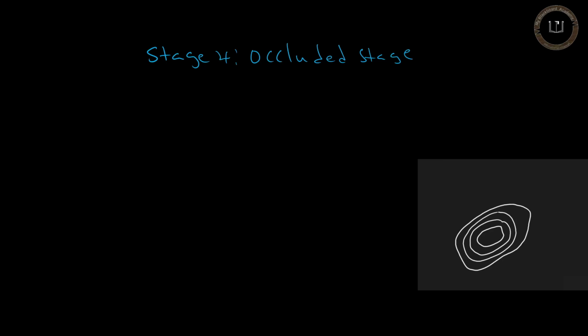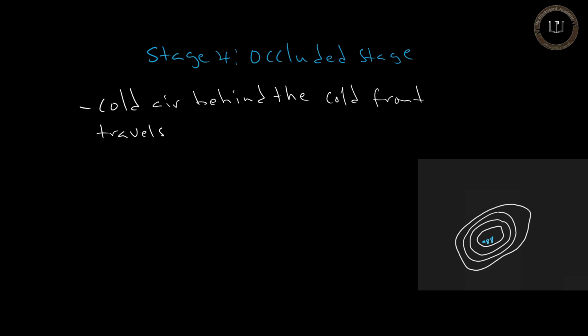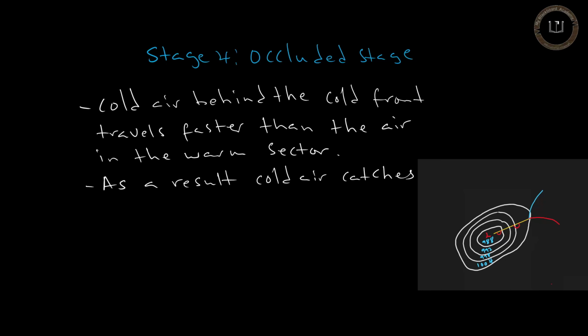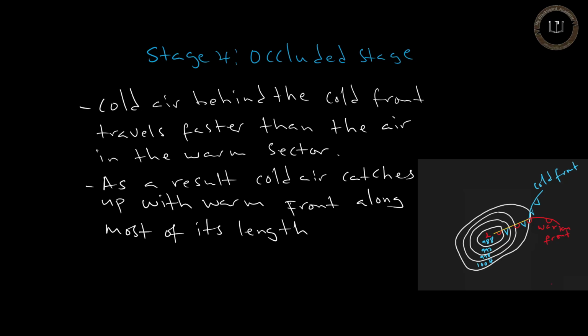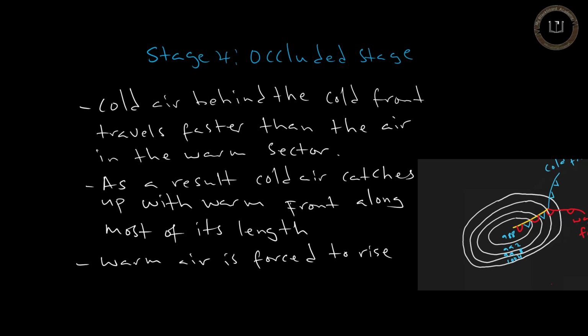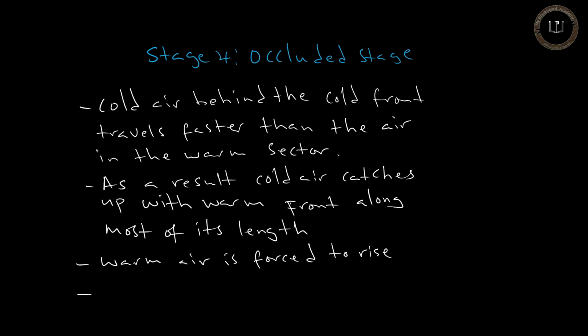In this stage, the cold air behind the cold front travels faster than the air in the warm sector. As a result, the cold front catches up with the warm front along most of its length. The warm air is forced to rise, leaving only a very small warm sector on the ground. The cold and warm fronts will join, and this becomes the symbol of an occluded front. It is a combination of the symbols for a cold and a warm front. Heavy and widespread rain will fall along the occluded front.